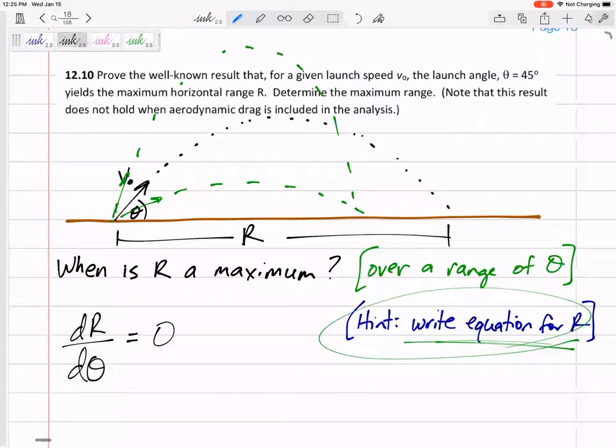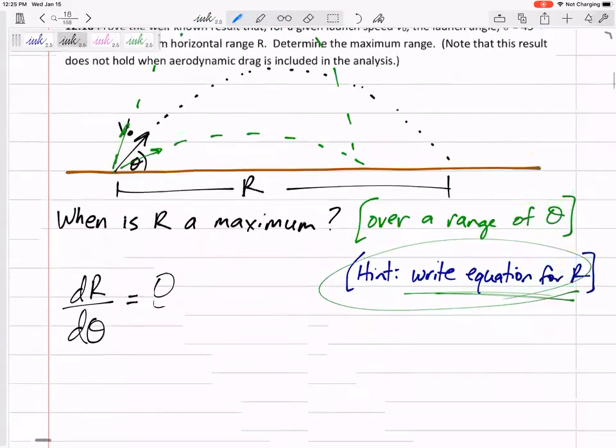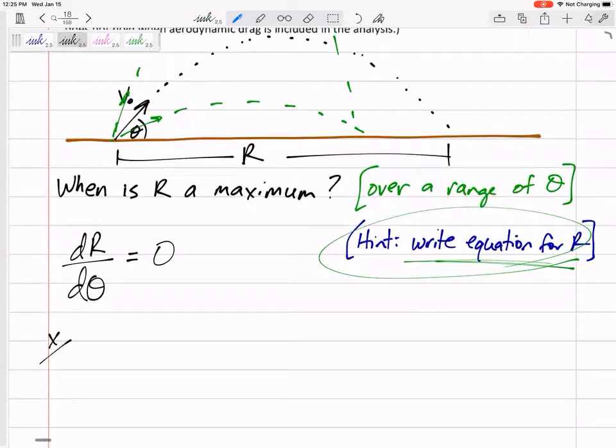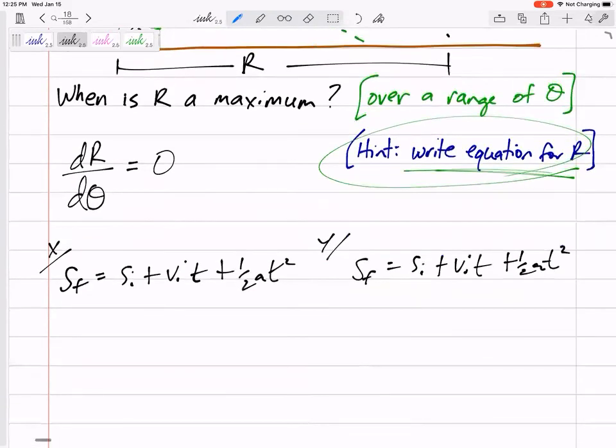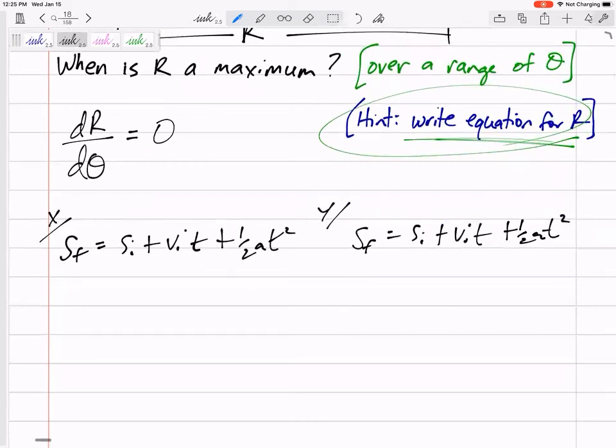So I will post this and show you, but you know what we do? We break it up into X and Y. We use SF equals SI plus VIT plus 1/2 AT squared. And it's really cool how it works out. And we get 45 degrees.